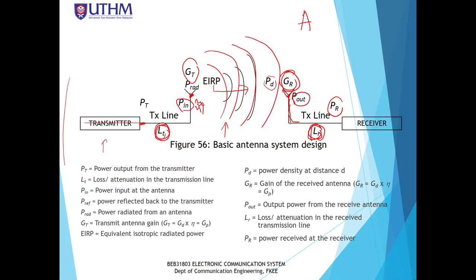So you see that here PR is less than P out. Okay, because P out is bigger, then we have another losses, LR. And the power received by the receiver is what we call as PR. So later we're gonna calculate all of these parameters. Kita akan calculate semua parameter-parameter ini. Okay.